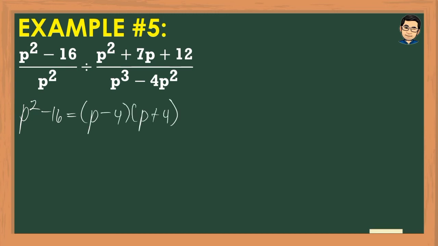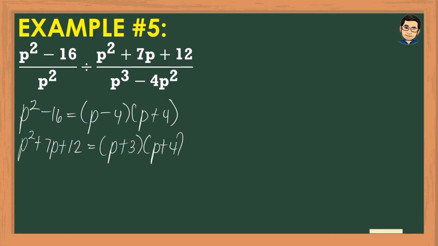Okay, next. P squared plus 7p plus 12 using general quadratic trinomial. So what are the factors of 12 that when added will give a sum of 7, the coefficient of the middle term? So that is, the factors are 4 and 3. So, sulat lang natin p plus 3 and then p plus 4. So, again, regardless of the order. So, kung nauna p plus 4 and then p plus 3, that's okay.